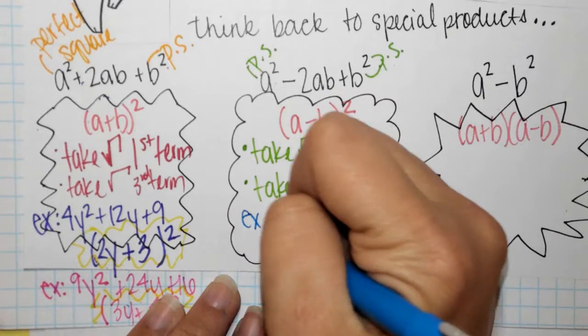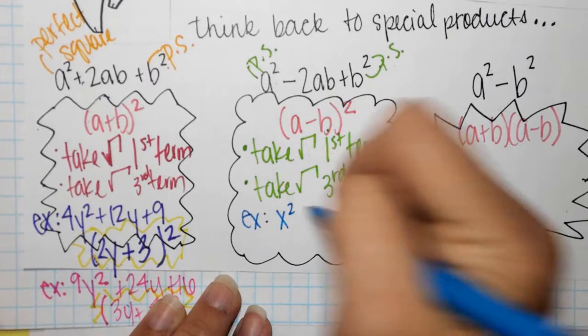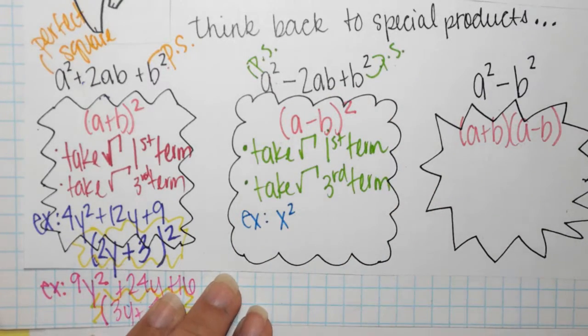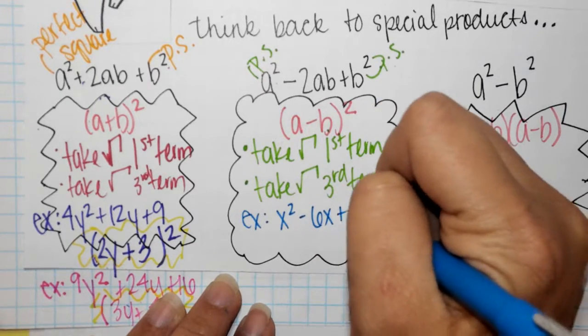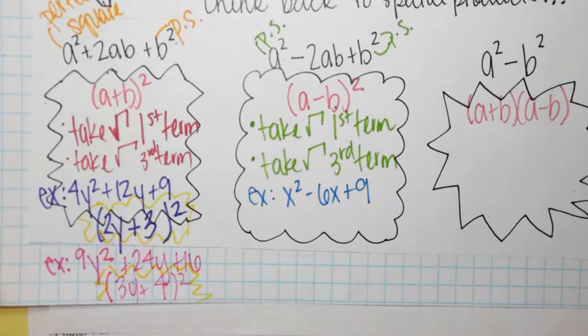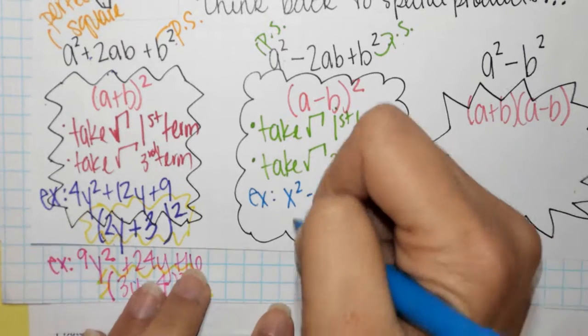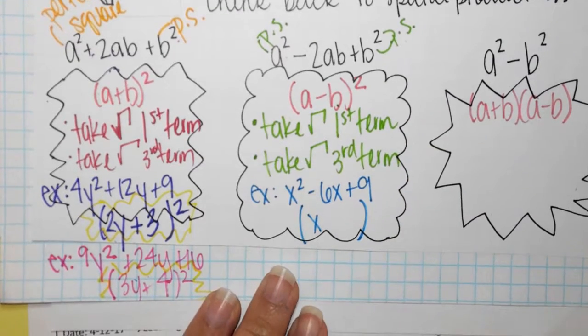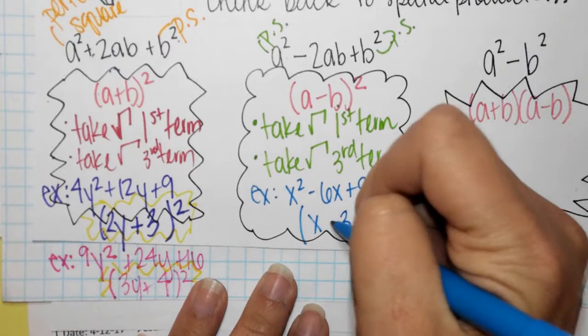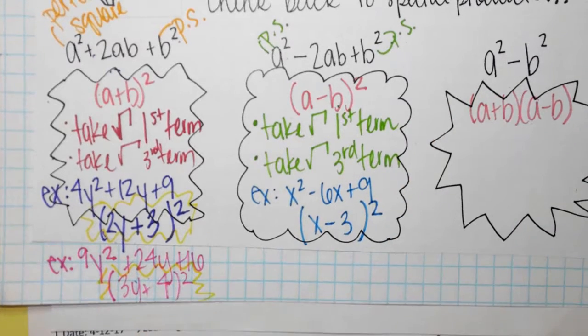Are you ready for an example? Alright, so let's do x squared minus 6x plus 9. Are the first and third terms both perfect squares? Yes. Okay, so let's draw our parentheses. What is the square root of x squared? What is the square root of 9? 3. And then I put a subtraction, slap a squared on it, I'm done.